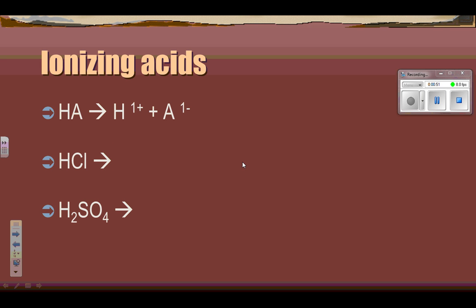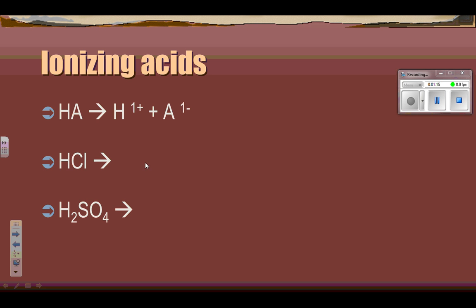All right, so we can do the same thing with acids. If we have an acid, this is not a real acid, there's no HA acid. A stands for anion or acid, so we have a hydrogen and an anion. It ionizes and forms a hydrogen ion and an anion. An acid's always going to form a hydrogen ion. Remember, Arrhenius said that's what acids do.